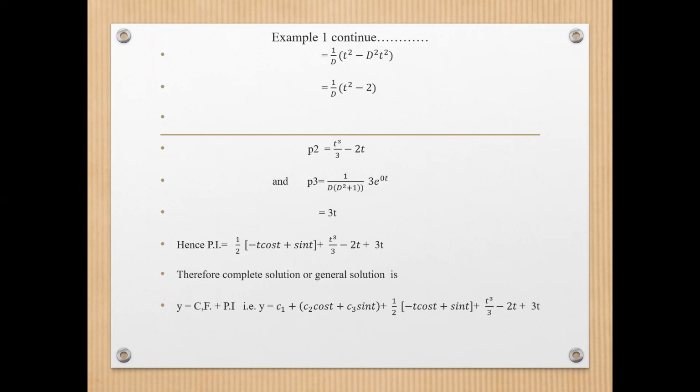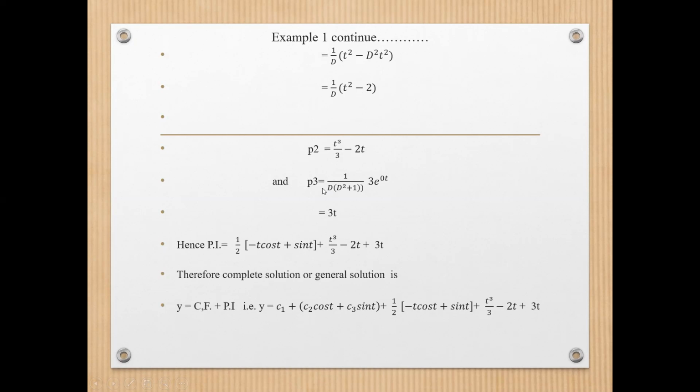So here we get 1 upon D into bracket t square as it is, and D square is nothing but the second derivative, and the second derivative of t square is 2. So we get P2 as 1 upon D into bracket t square minus 2. 1 upon D is nothing but integration, one time. Integration of t square is t cube by 3 minus 2 as it is, and 1 upon D, integration of 1 is t. So we get P2 as t cube upon 3 minus 2t.